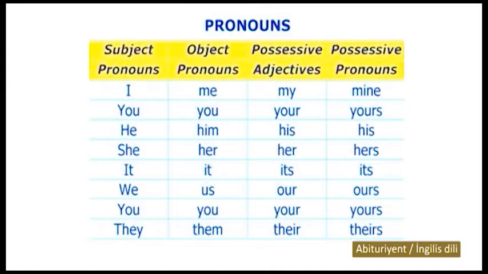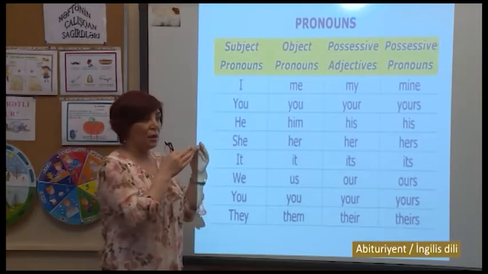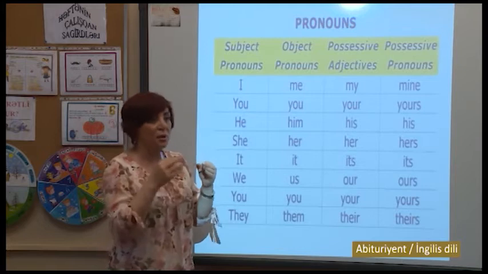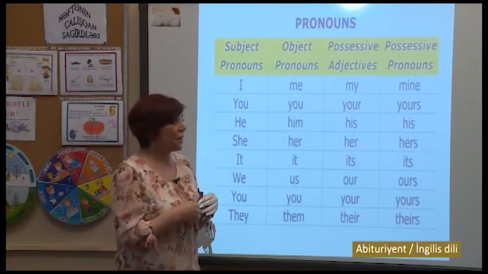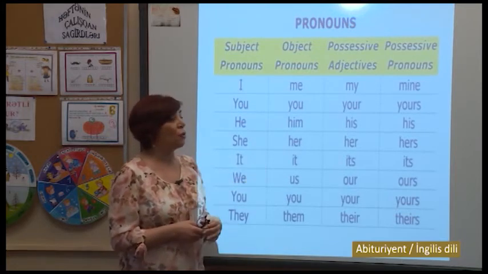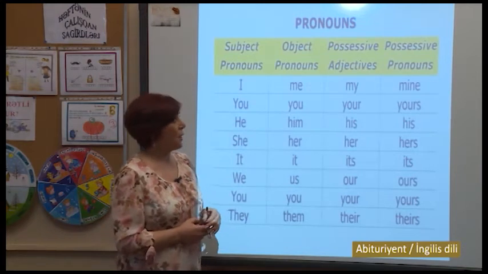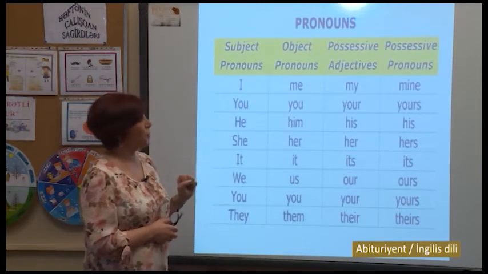For example, it is not my pen, it is yours. Or we can say it is your pen. You see that using the word pen two times gives us the meaning of repetition. We don't want the word pen to be repeated a second time. In that case, we use the absolute form of possessive pronouns.